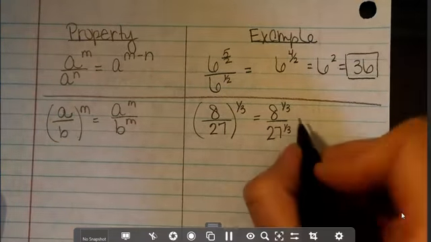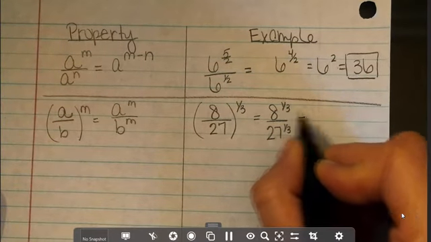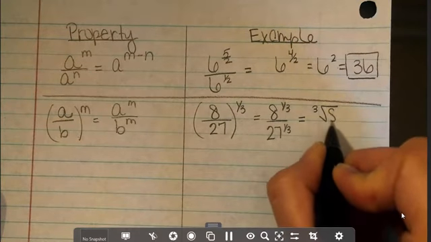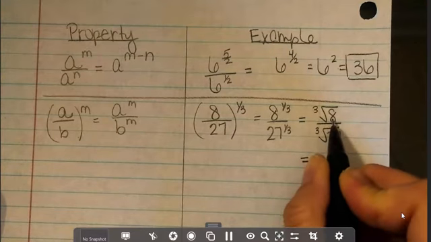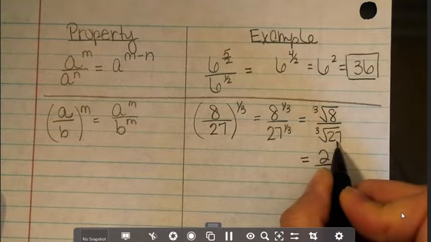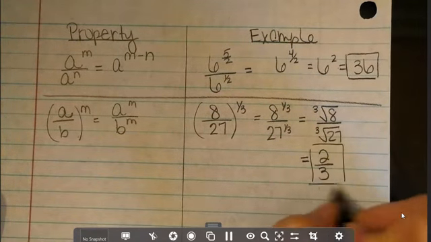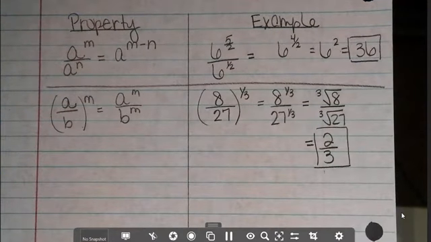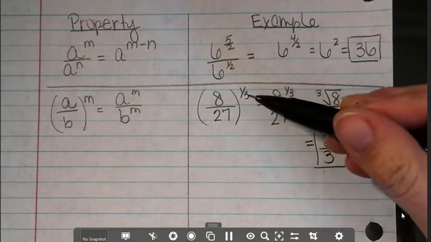Now, I would rewrite this in radical notation. So the denominator determines that this is really the cube root of 8 over the cube root of 27. So now what times itself 3 times will give you 8? 2. What times itself 3 times will give you 27? 3. And we are done. Pretty awesome. Hopefully that was just a nice review as far as the properties go. Now you have to be able to apply them using rational exponents.